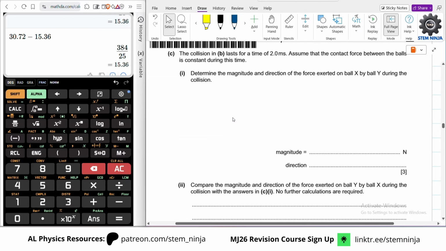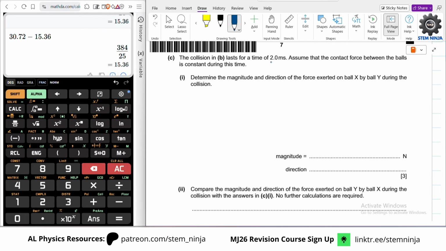Okay, the collision in B lasts for 2 milliseconds. Assume that the contact force between the balls is constant during this time. Determine the magnitude and direction of the force exerted on ball X by ball Y during the collision.